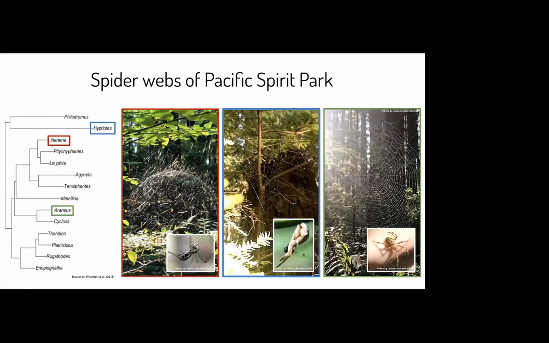Over the course of the summer, we ultimately collected 500 individual spiders that were ID'd to belong to 14 different genera, as shown by the phylogeny that I made here to the left. And these built a huge diversity of different web types. The 3 shown here are just a small sample of the diversity that we saw in the park.